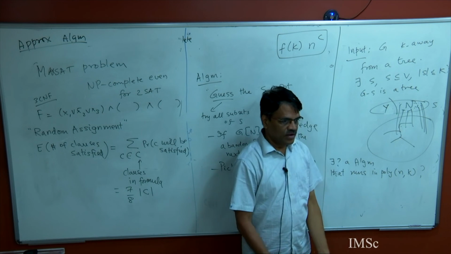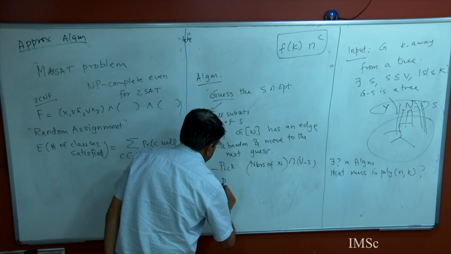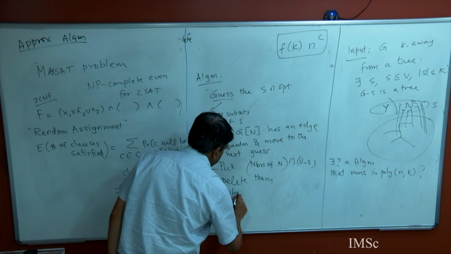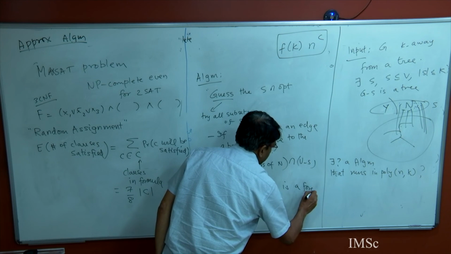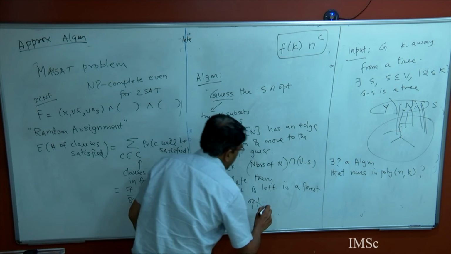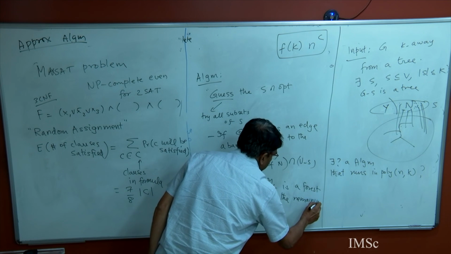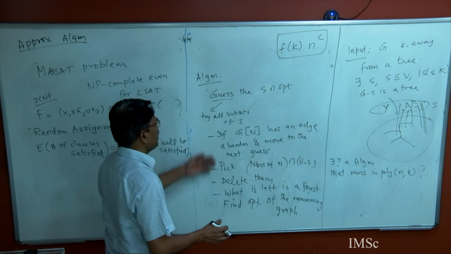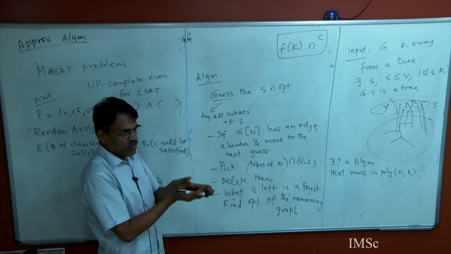What is left is a tree, or a forest rather, right? Delete them. What is left is a forest. Find opt. So find the minimum vertex cover of the remaining graph. So include them and your guess. That's the set of vertices you decided to pick for vertex cover.